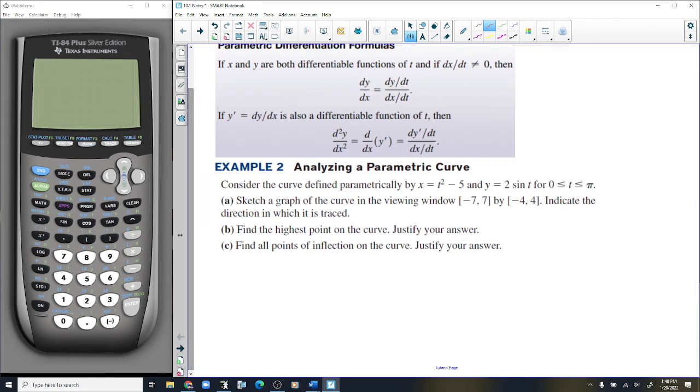Consider the curve defined parametrically by x and y for t from 0 to pi. A. Sketch a graph of the curve in the viewing window -7 to 7 by -4 to 4. Indicate the direction in which it is traced.